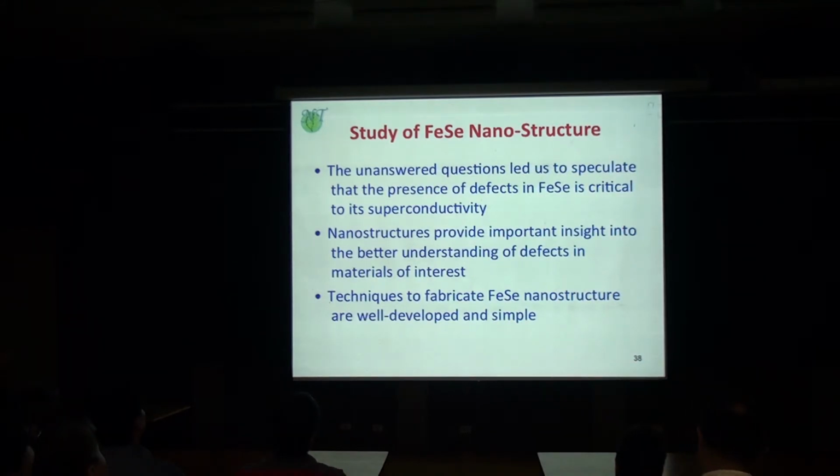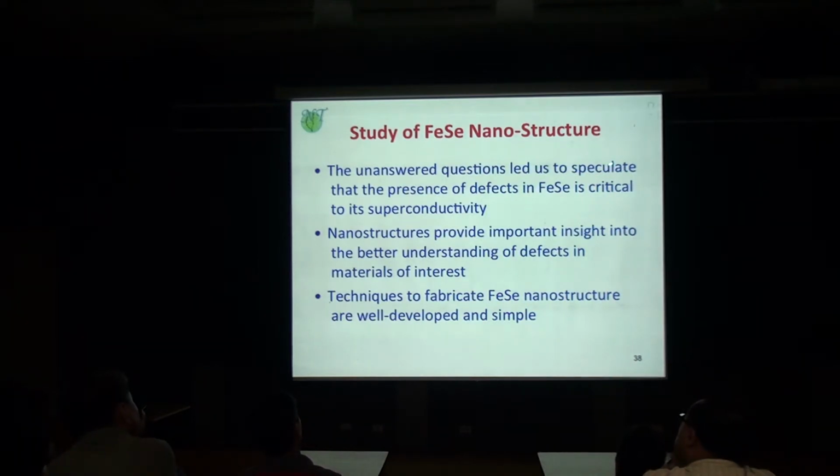Okay. As I mentioned, that kind of deficiency, because the iron selenium is never one to one stoichiometry. We could never get that kind of stoichiometry. So there must be some kind of defect, whether it's an iron defect or selenium defect. We know that nanostructure provides important insight into the better understanding of defects. Okay, we have interest. This is based on nanoscience study. We know this is one way of looking at it.